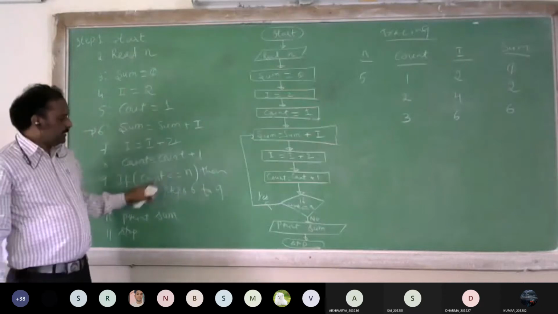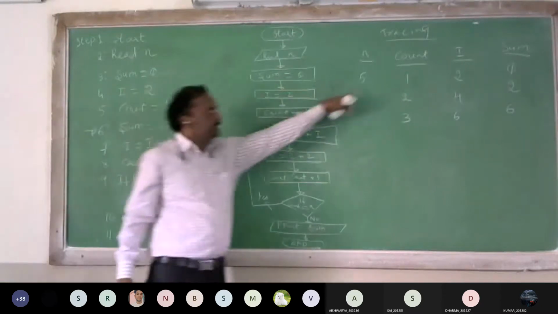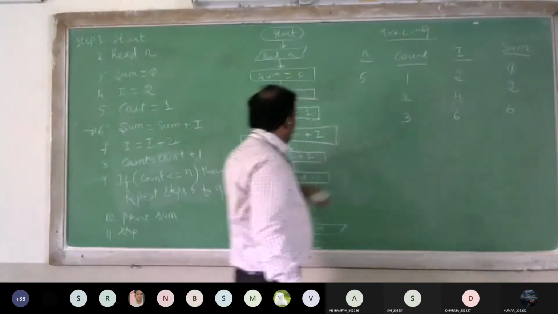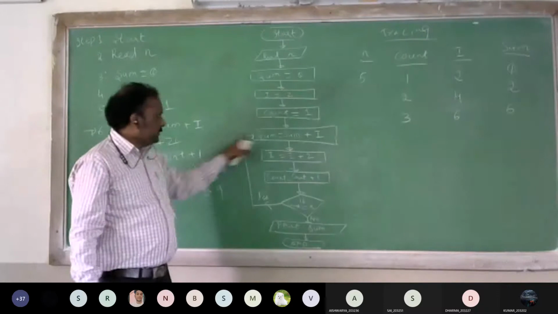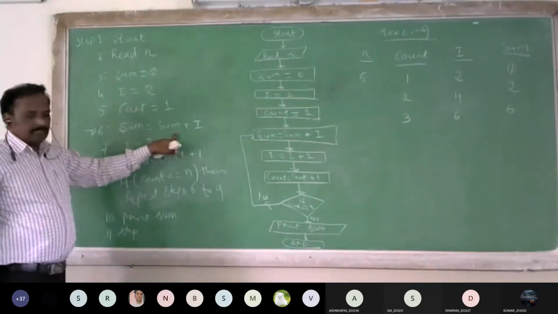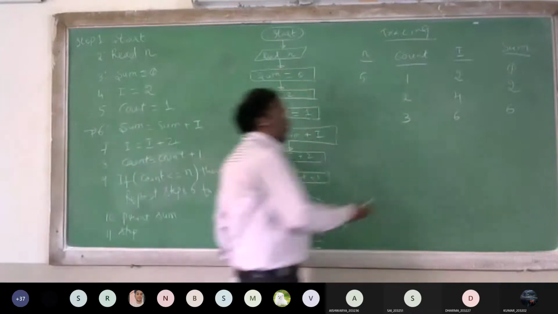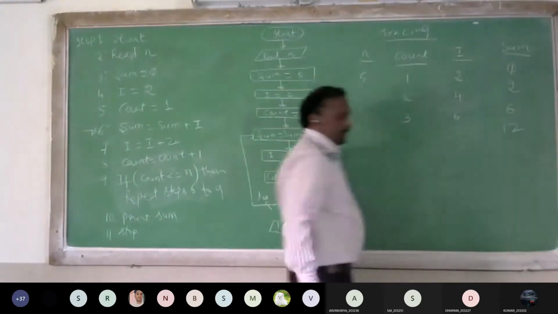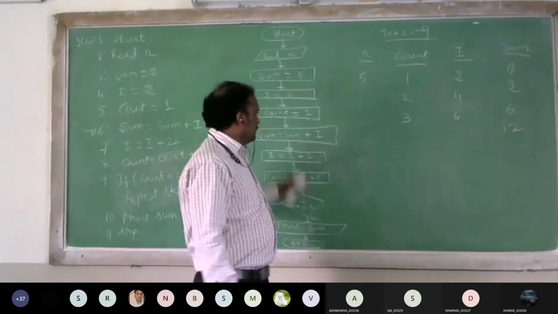What is count? Count is 3. 3 less than or equal to 5. We have taken n as 5, for example. What is the next step? Yes means go to step 6. Step 6 is sum is equal to sum plus I. 6 plus 6 is 12.